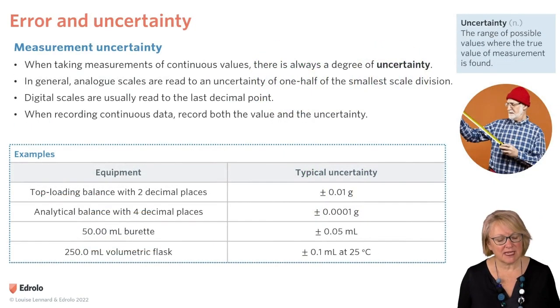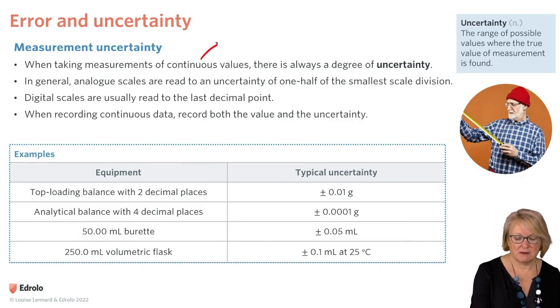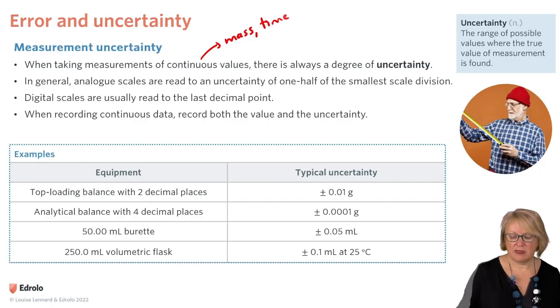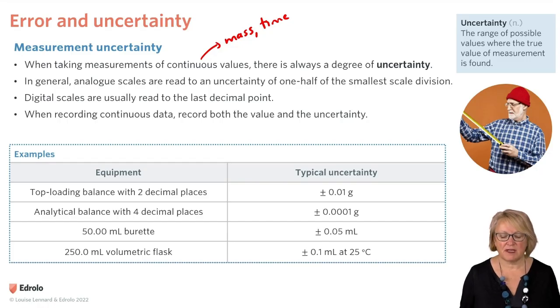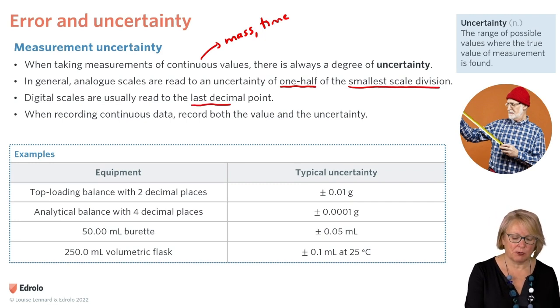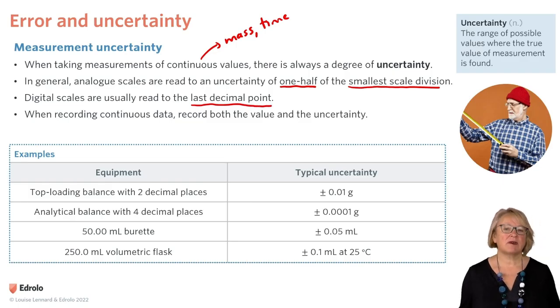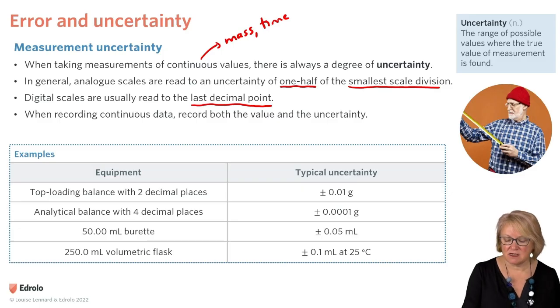Okay, so when we're taking measurements of continuous values, such as mass, time, etc., there's always a degree of uncertainty. In general, analog scales are read to an uncertainty of 1/2 of the smallest scale division, and digital scales are normally read to the last decimal point. When recording continuous data, record both the value and the level of uncertainty.